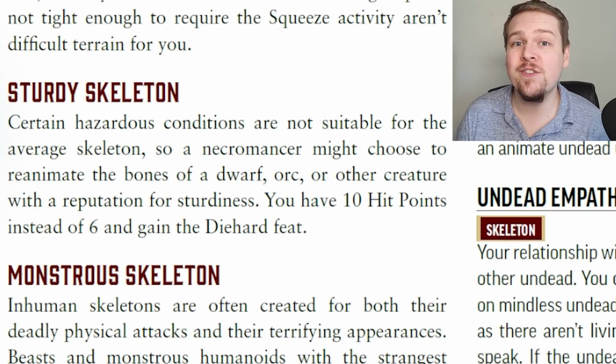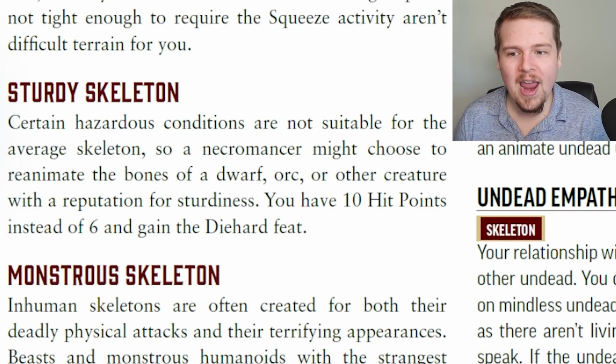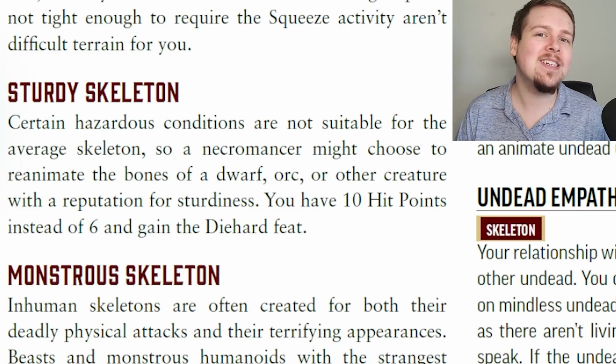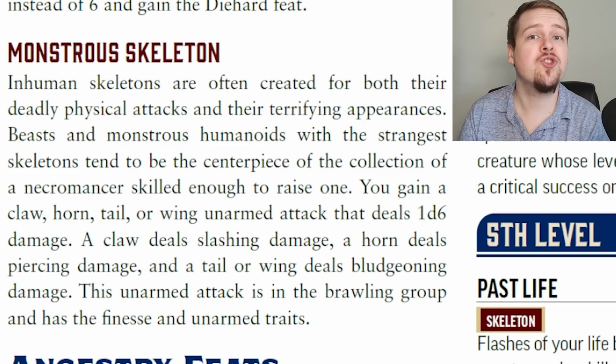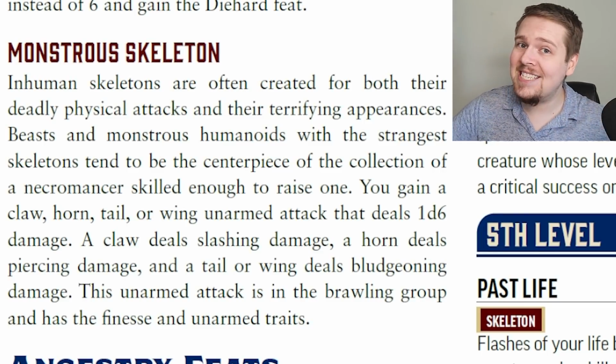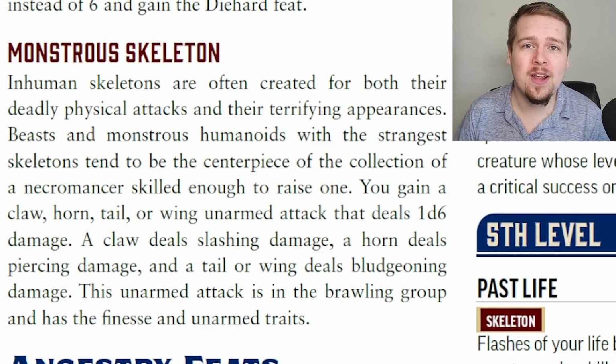The sturdy skeleton is for a dwarf or an orc or any other really hardy race of creature, and it increases your base hit points from 6 to 10, and you get Die Hard for free. Monstrous skeletons would likely be something more like a catfolk or maybe even a tiefling with a tail or horns, as it gives you an unarmed strike like a claw, tail, or horn attack.